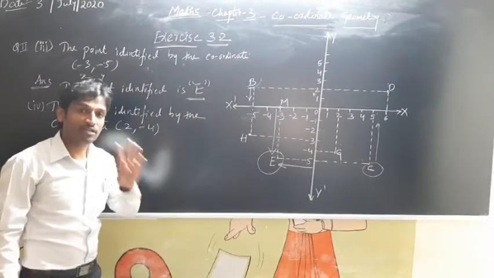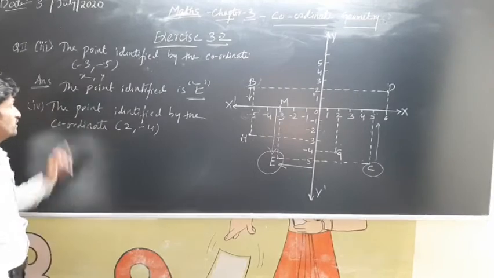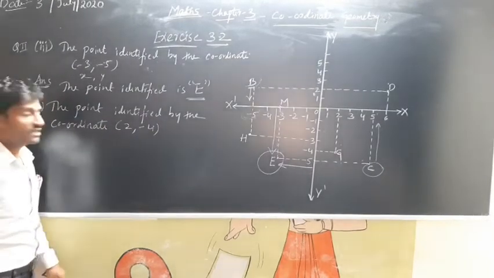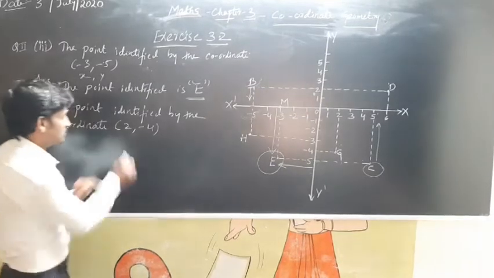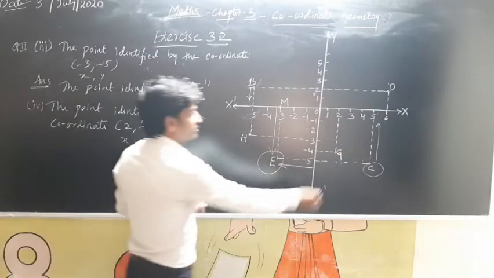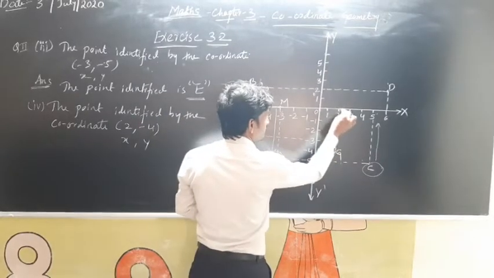Similarly, let's solve the fourth one. The question is also written here. The point identified by the coordinate 2, -4. This is x, this is y. X positive side. Okay, this is positive side. X positive side from here.